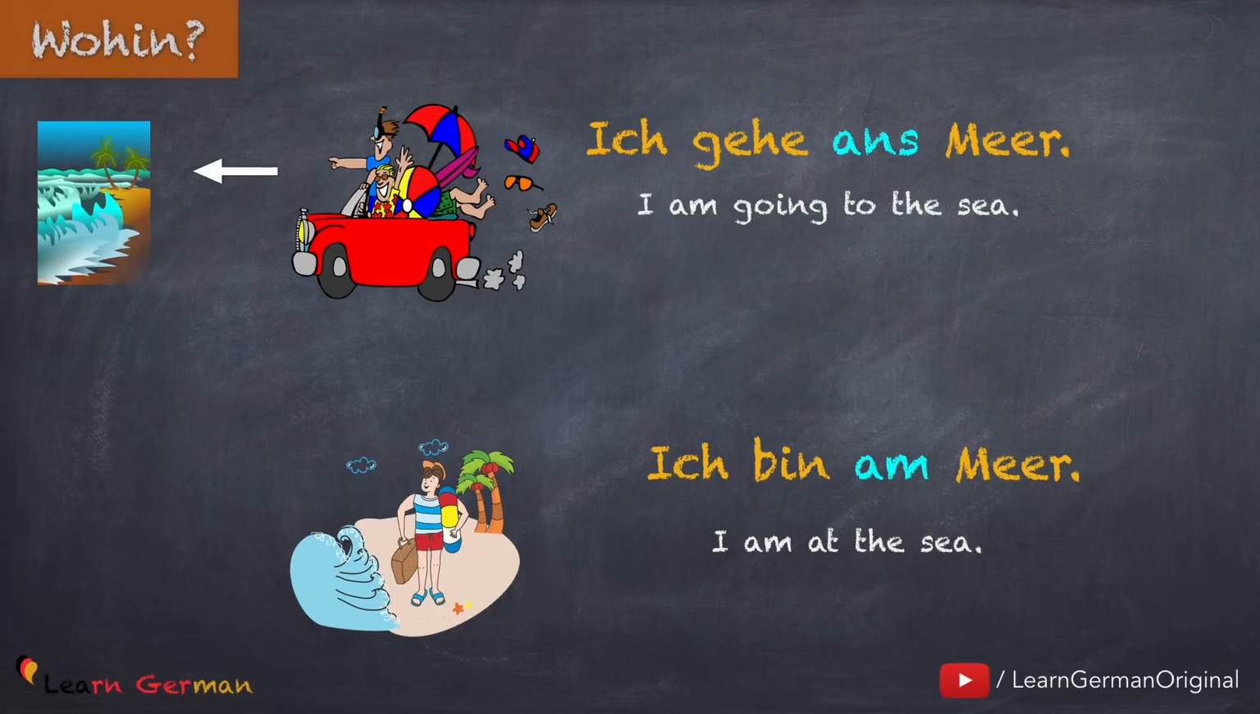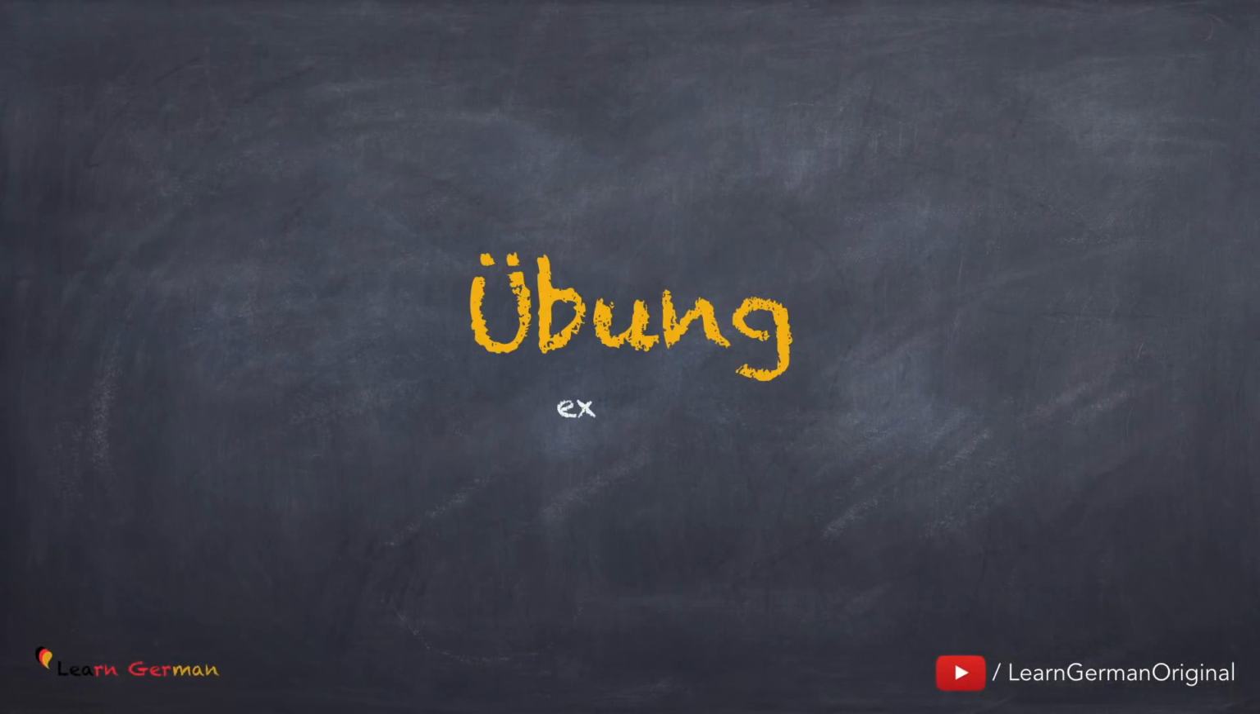Do remember, in the first sentence, since there is a change of position, you can ask yourself wohin, and in the second sentence, you will ask wo, since there is a position. These questions will help you in deciding whether to take the accusative article or the dative article. With wohin, you will use the accusative article, whereas with wo, you will use the dative article. Now let's do a small exercise to know how much you have learned.